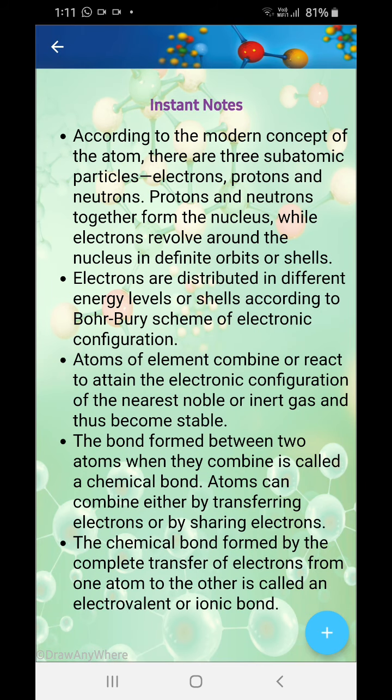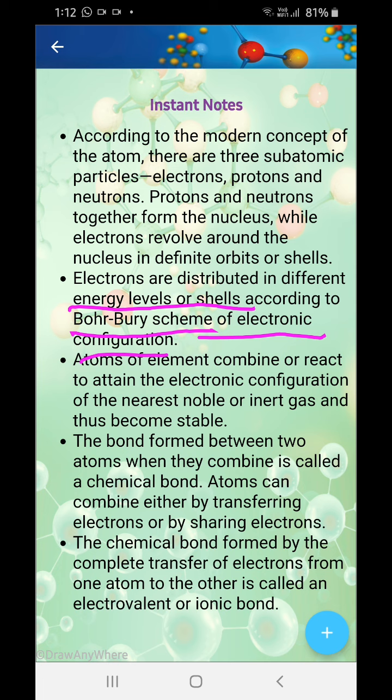So electrons are distributed in different energy levels or shells. Shells are also known as energy levels according to the Bohr-Bury scheme of electronic configuration. Niels Bohr discovered the electronic configuration.